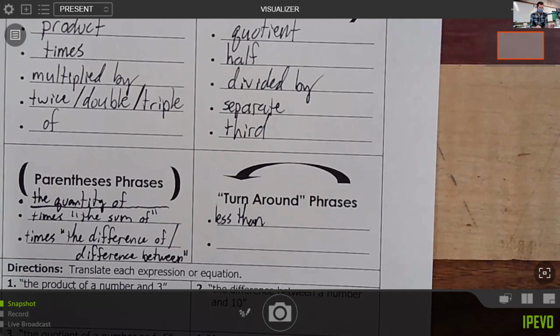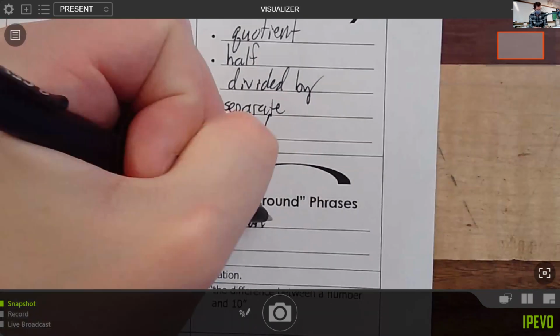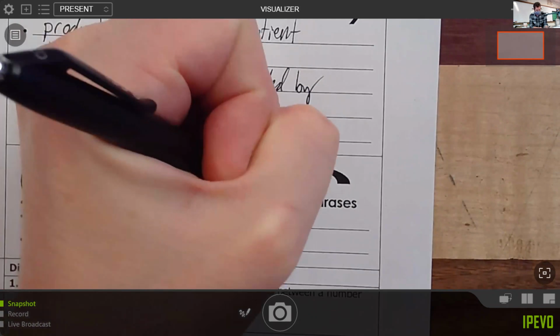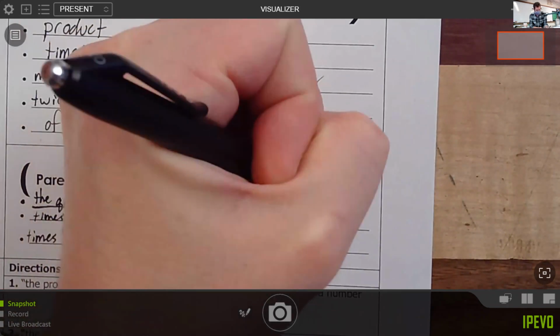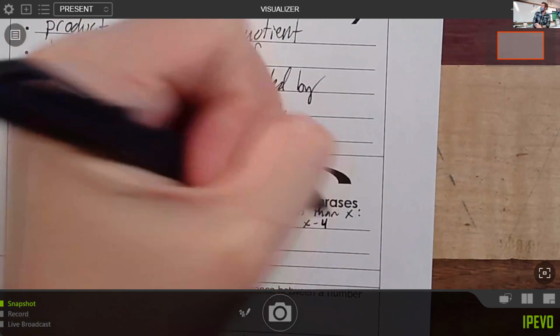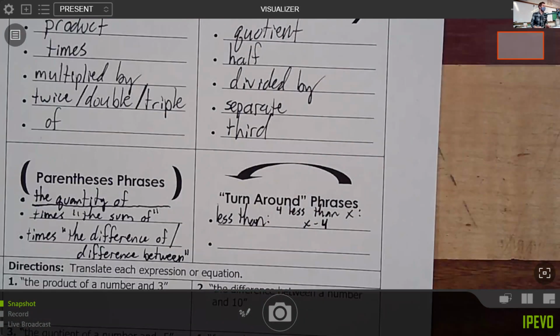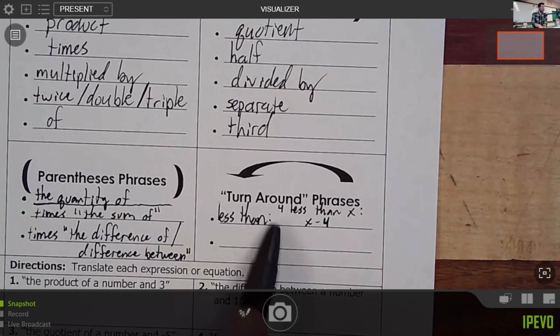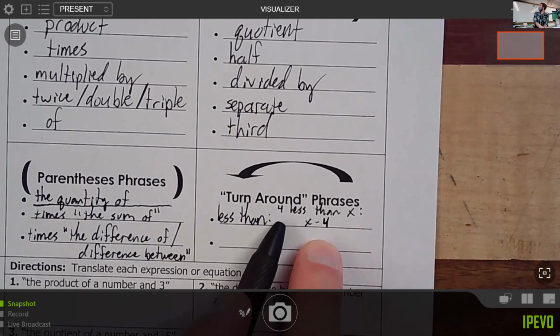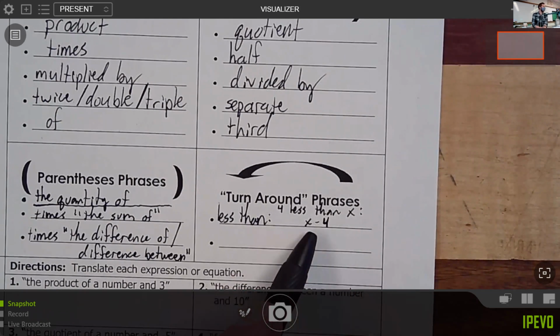So I'm going to say 4 less than X would be X minus 4. So you see what I mean by turnaround phrases? 4 less than x means x minus 4. What do you think turnaround phrase means as we look at it here? So 4 less than x translates to x minus 4. Why would that be called a turnaround phrase?